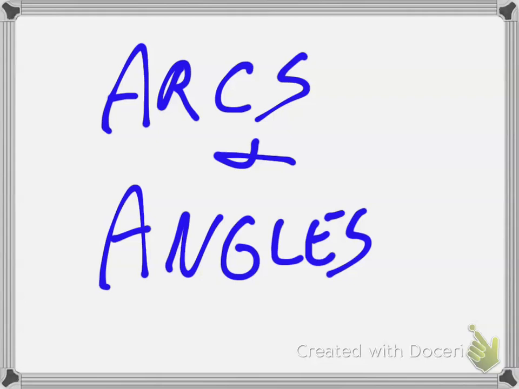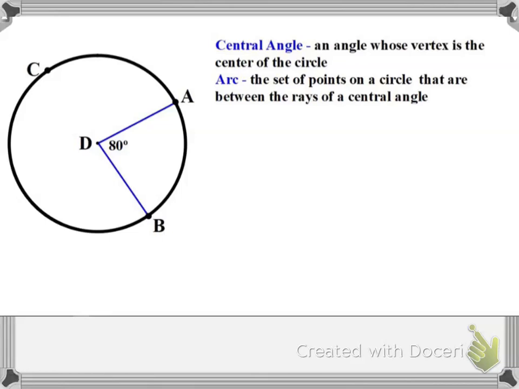Hello class, today we are going to look at arcs and angles. We're still looking at circles. First, a central angle is an angle whose vertex is the center of the circle. For example, angle ADB. The vertex is point D, right there. That is the center of the circle, so that is a central angle.